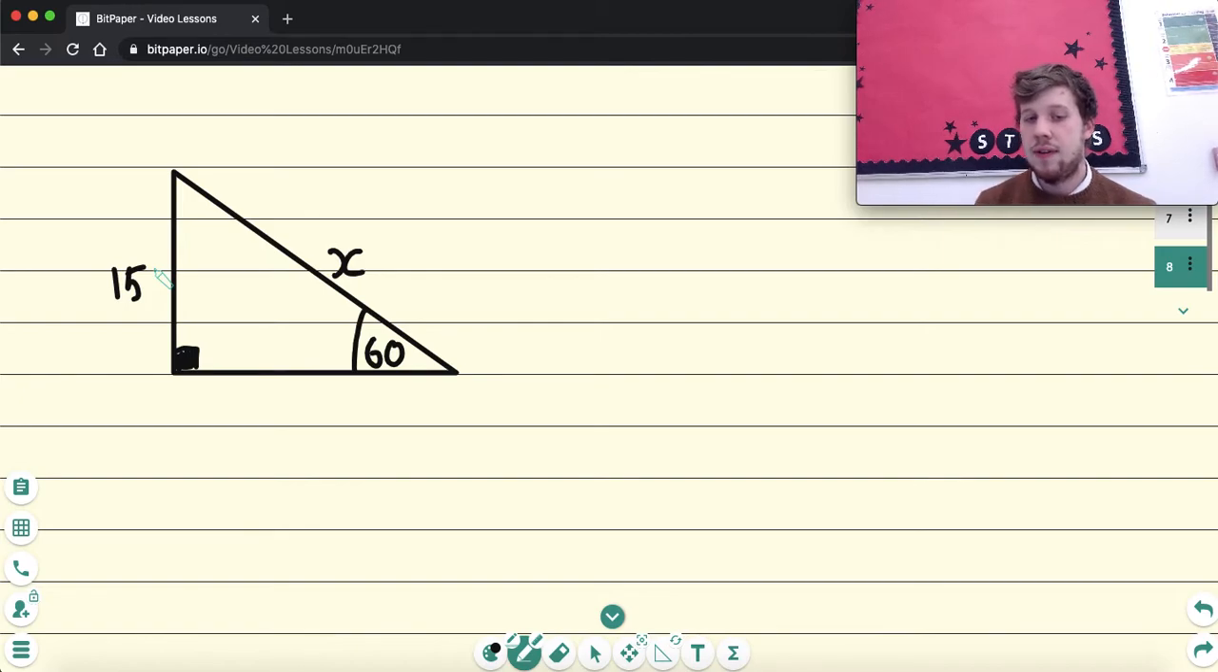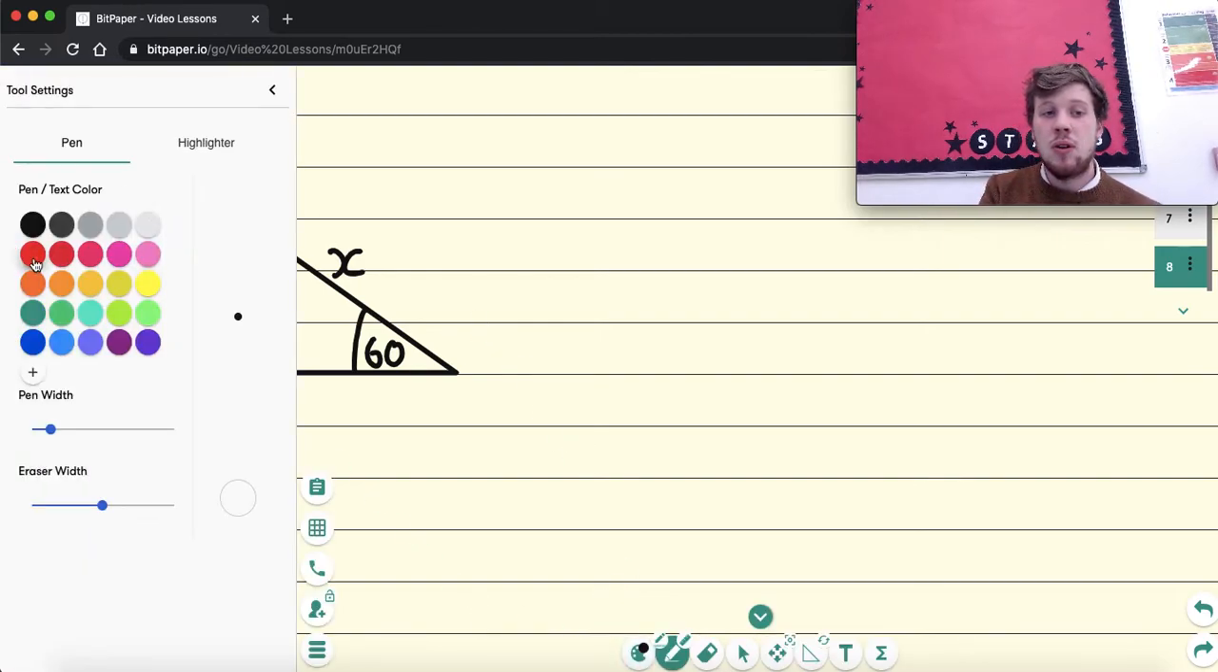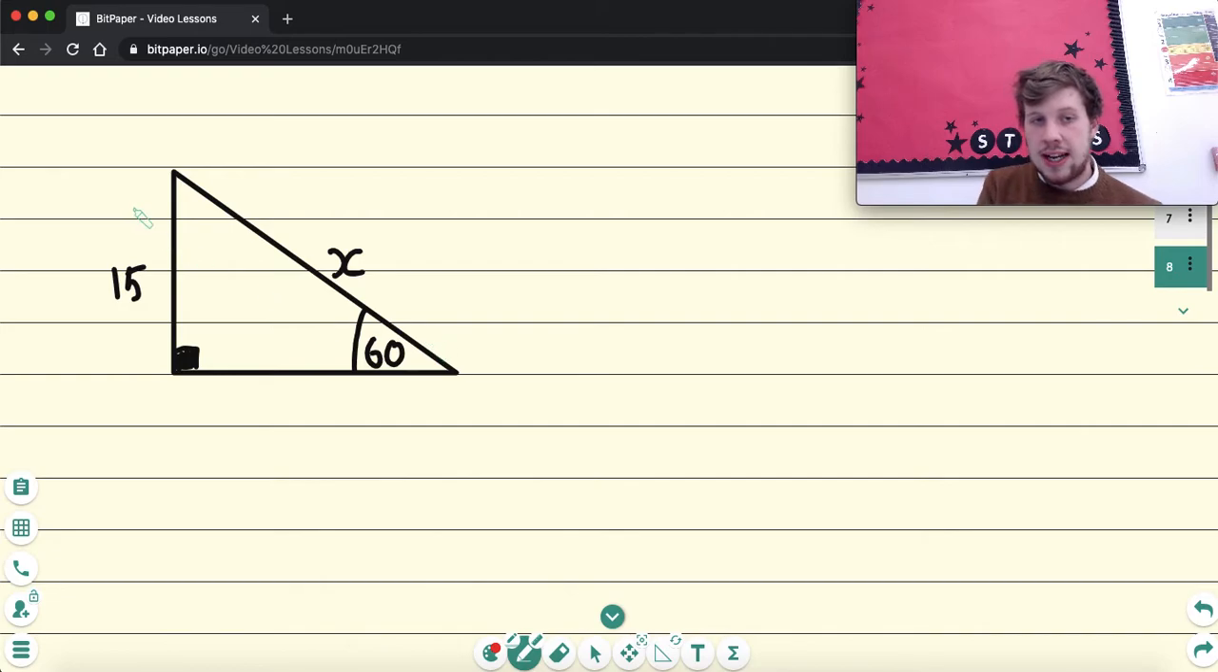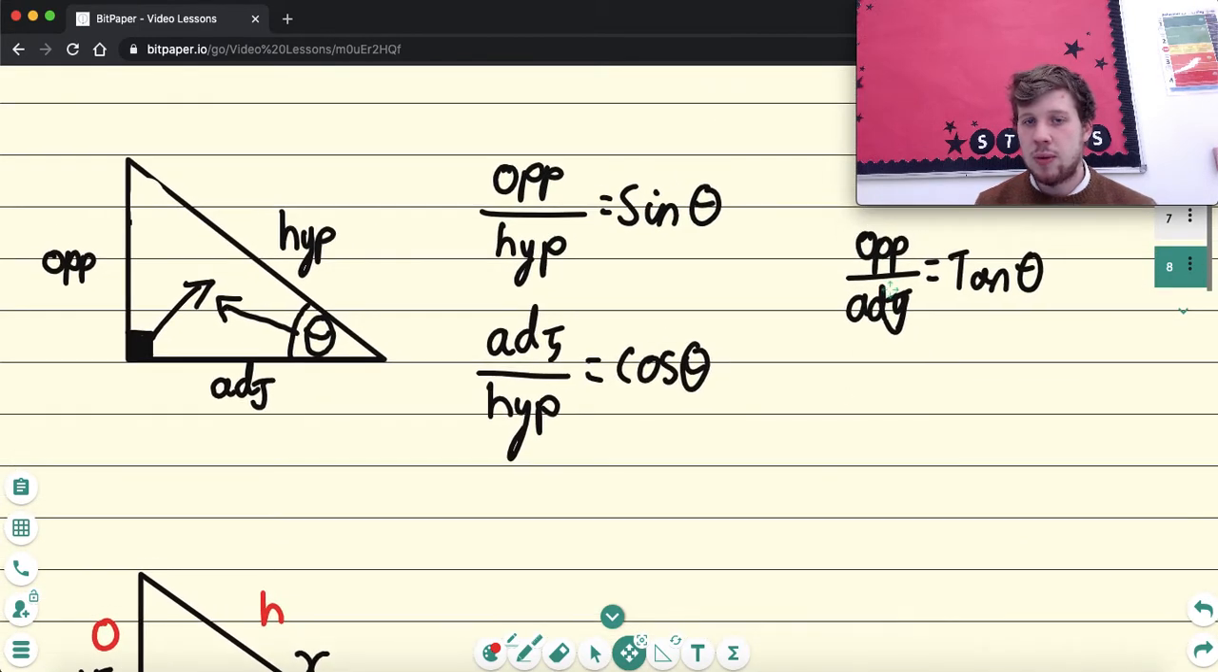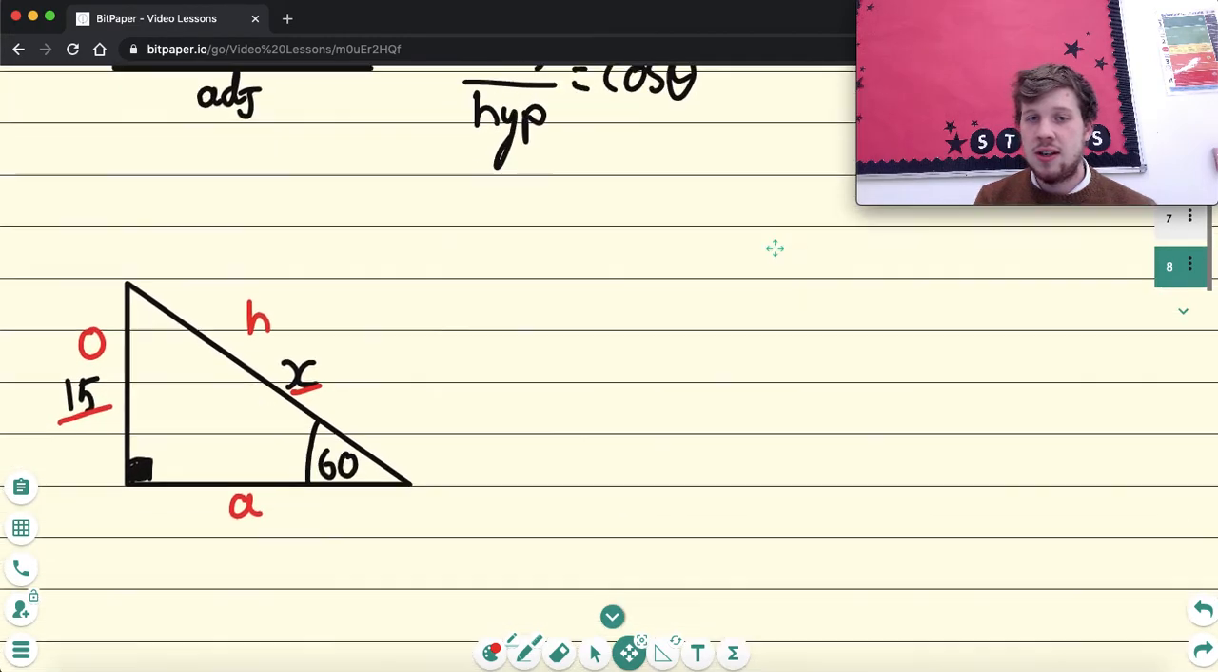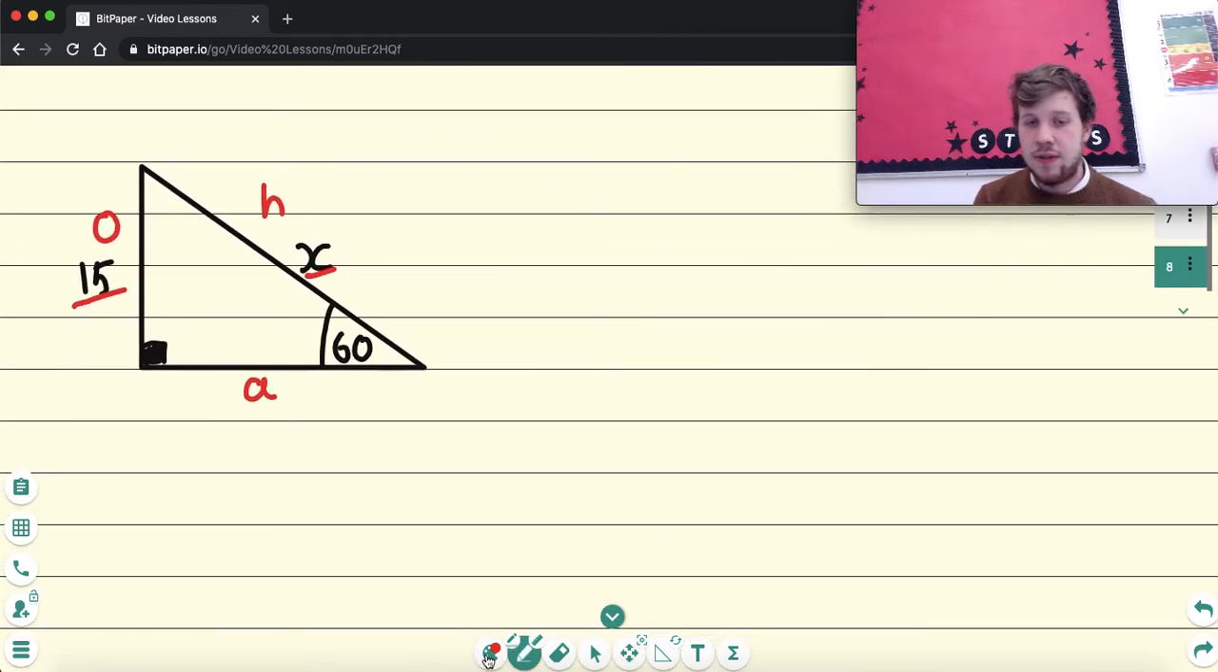So to do this, the first thing that I'm going to do is label my triangle. So I have the opposite, I have the hypotenuse, and I have the adjacent. I've just abbreviated it even further because as mathematicians we are notoriously lazy, to be O, H and A. I'm going to look at what I have. I have information for my opposite and information for my hypotenuse. So I'm looking for something which relates my opposite and my hypotenuse, and that would be this sine theta.